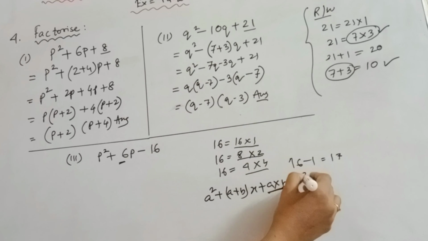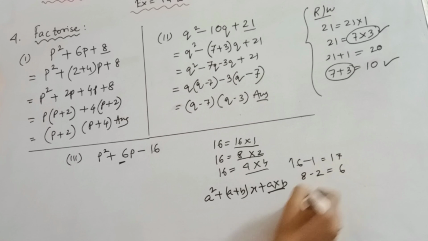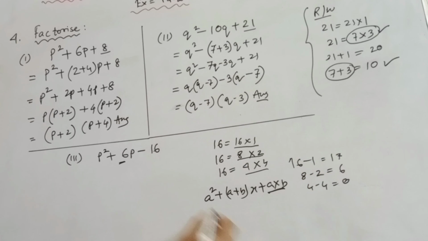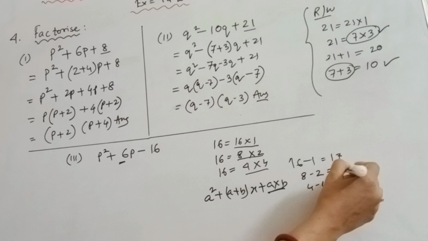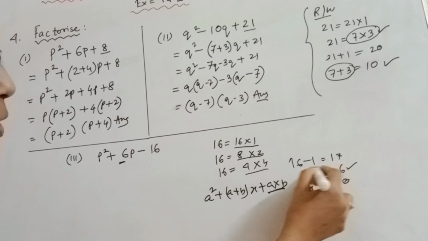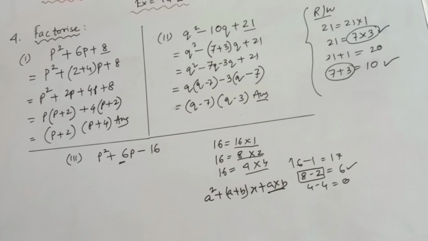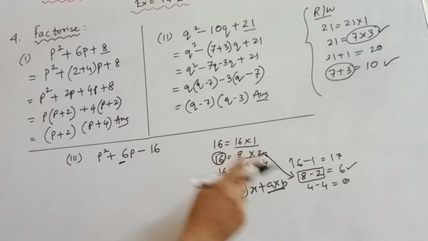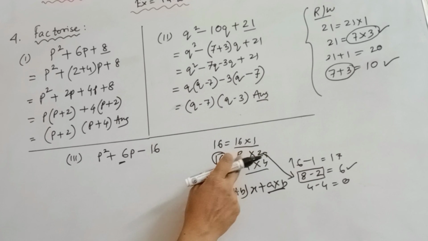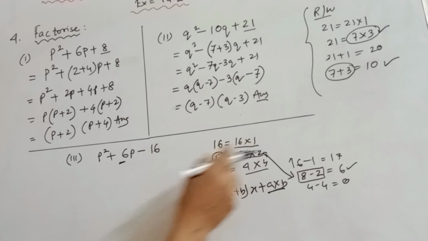When we are taking 8 minus 2, we will get 6, and when we are taking 4 minus 4, then we will get 0. Now when we are checking all these three options, we clearly see that 8 minus 2 will be the correct choice for 6, and if we multiply 8 into 2, we can see that it is 16. So which one will be our correct selection? Our selection will be 8 and 2 as a and b.